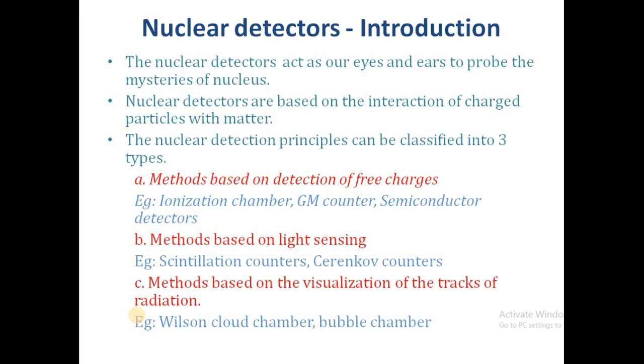The second one, methods based on light sensing. This method is based on the fact that interaction of nuclear radiation with some matter results in the emission of light from the matter. The instruments based on this method include scintillation counter and Cherenkov detectors.